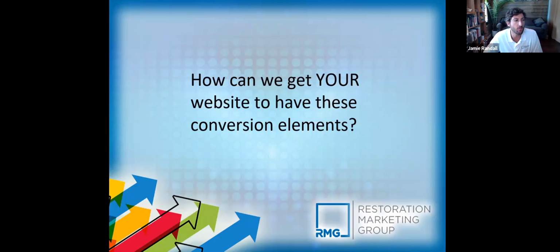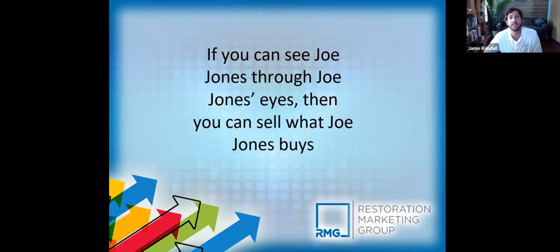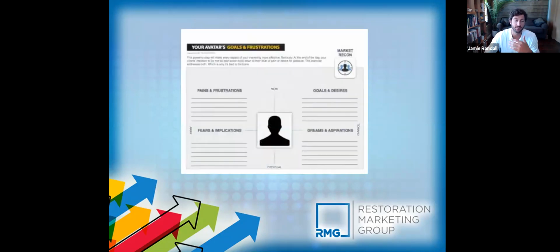So one element we see a lot, or if you're starting from scratch, or you're just looking at a high level view of your website, there's a saying, and it goes, if you can see Joe Jones through Joe Jones' eyes, then you can sell what Joe Jones buys. It's kind of a corny little saying, I get it, but ultimately that just means, just imagine your house floods, right? Your toilet overflows on the second floor, floods the first floor ceiling, the ceiling collapses. What would you want to see on a site that you ended up on?